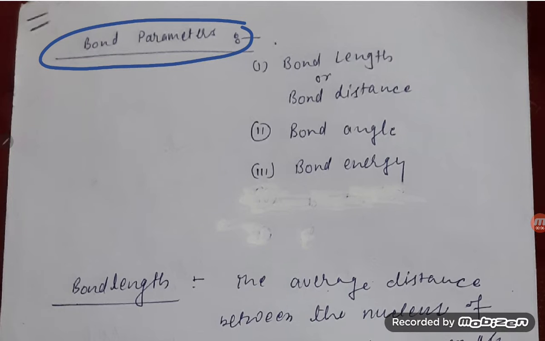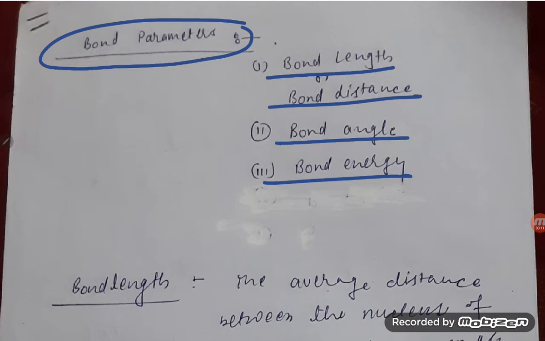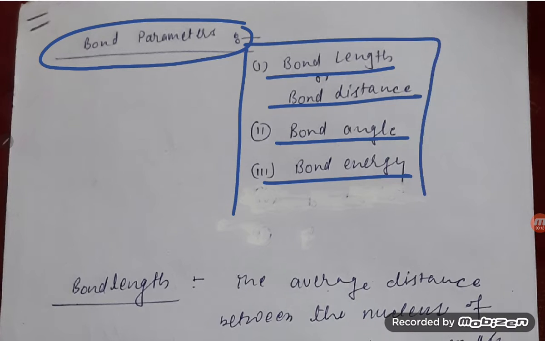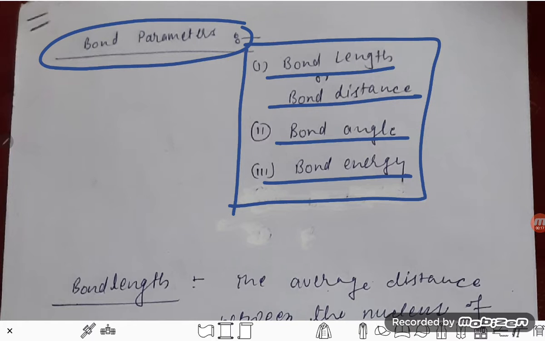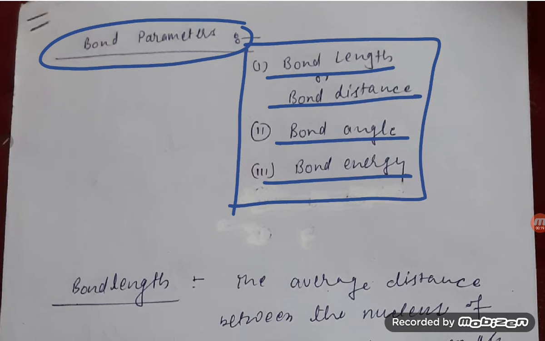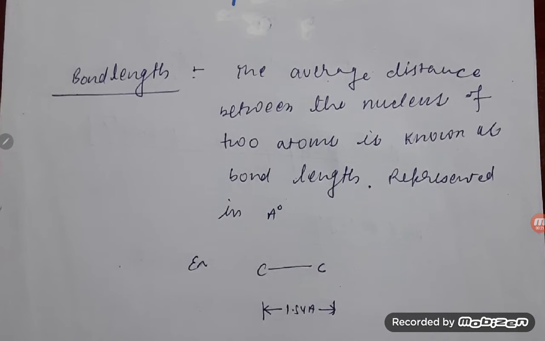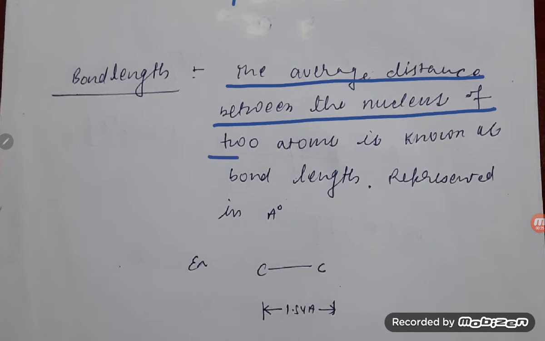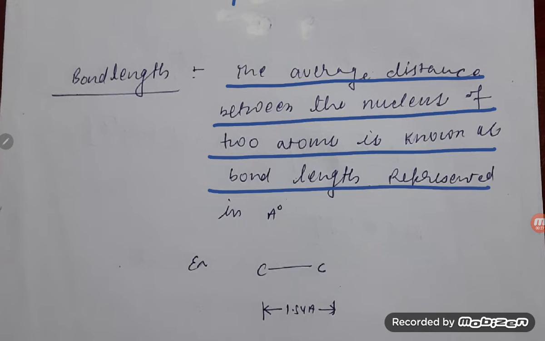Bond parameters are bond length, bond distance, bond angle, and bond energy. These are the terms known as the bond parameters, as they describe the bonds. First of all, let us look at the bond length, students. The average distance between the nucleus of two atoms is known as the bond length, represented in angstrom.